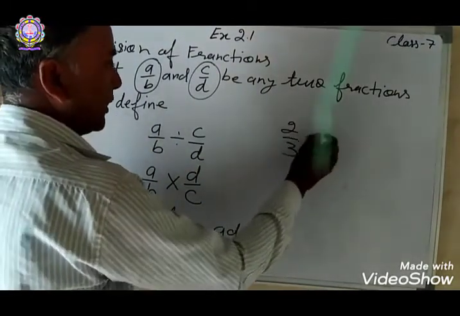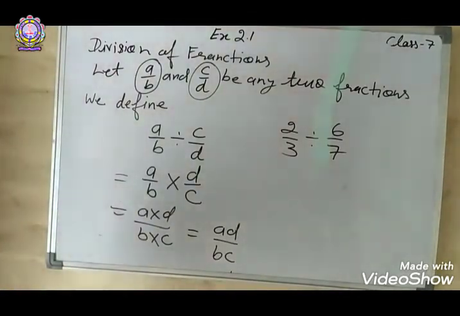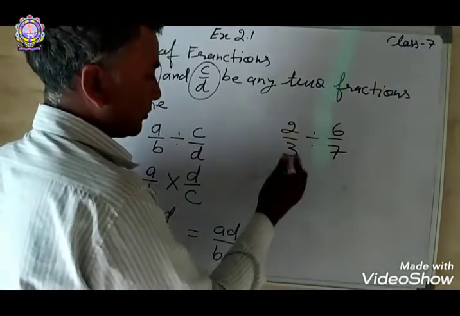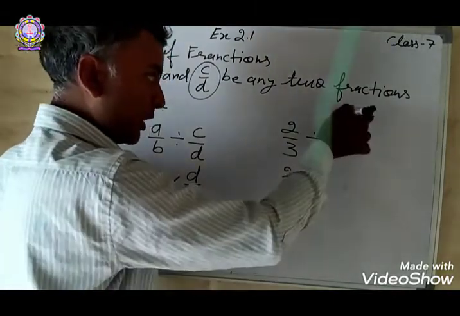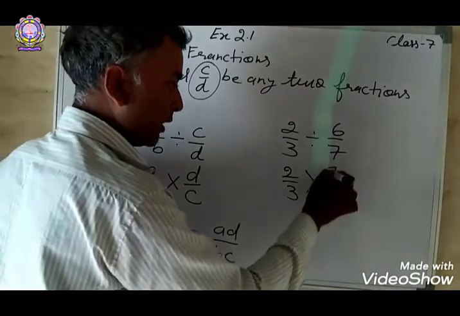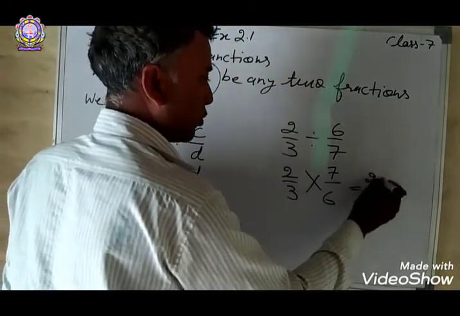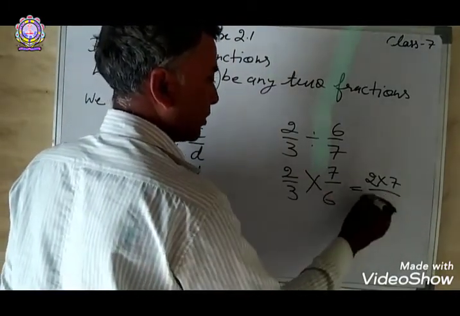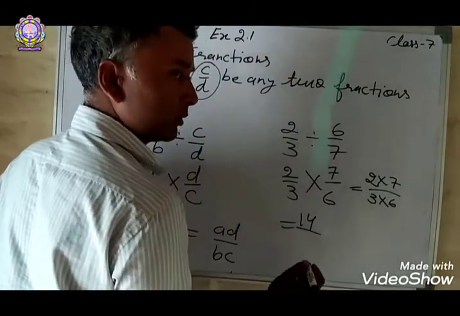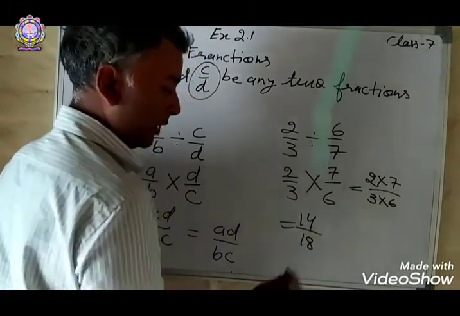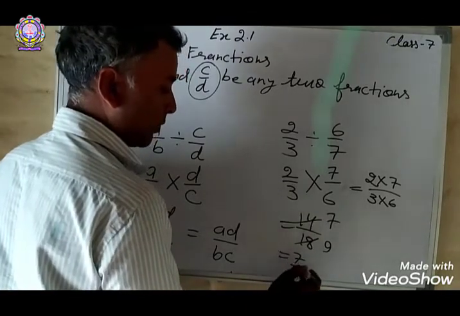Suppose 2 upon 3 divided by 6 upon 7. So what is 2 upon 3? Division changes into multiplication. And what is the reciprocal of 6 upon 7? That is 7 upon 6. And now multiply it: 2 into 7 upon 3 into 6. We get 14 upon 18, and simplify it. So you get 7 upon 9.